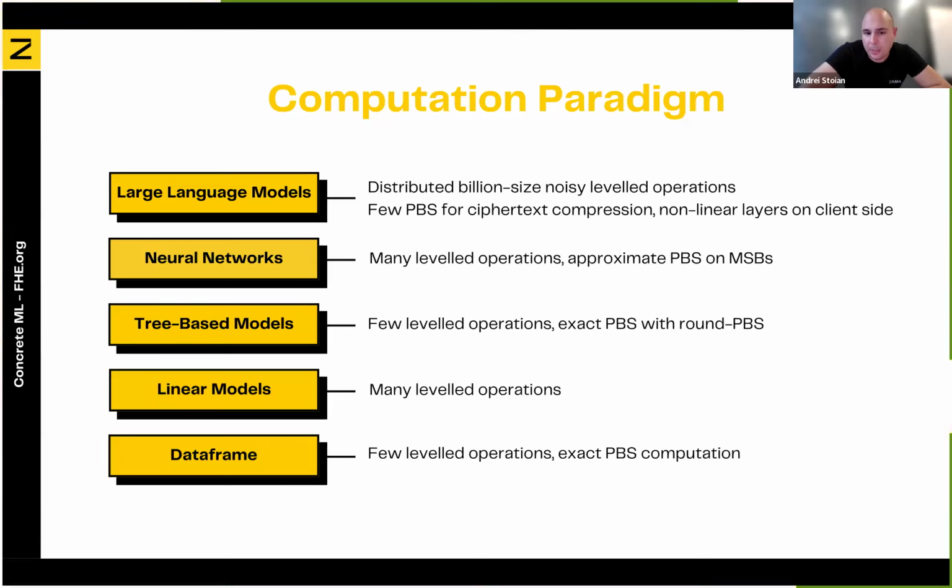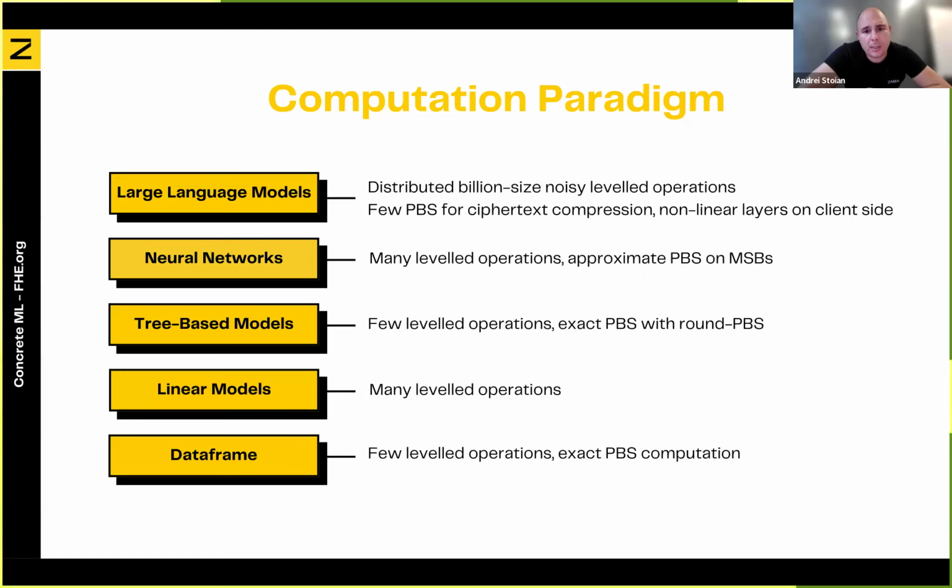So for example, for linear models, we don't use PBS at all, but we have many leveled operations. So we built the optimizer to produce optimal crypto system parameters for this case. Tree-based models. In tree-based models, we do some comparisons and also some multiplications with clear values, some additions of ciphertexts. So for the comparisons, we use the exact PBS. It's important for tree-based models to get accuracy that this comparison is exact. There's no noise in it. But there are some optimizations to make it faster, because comparing values to a threshold can be done by using only a few bits of the value. So we can do that with something called the round PBS.